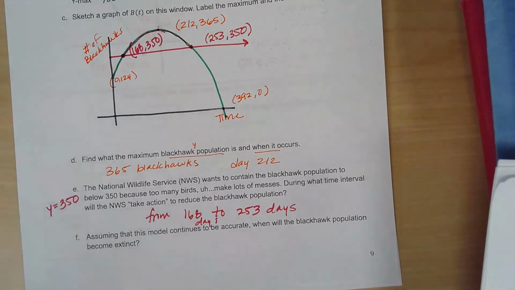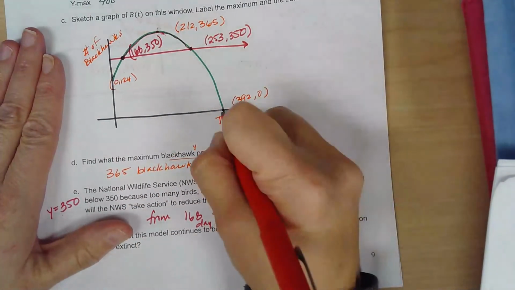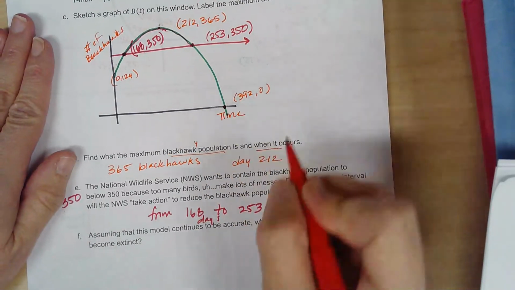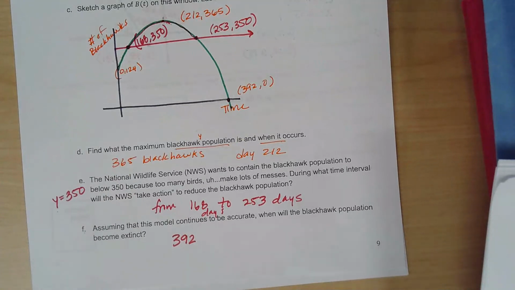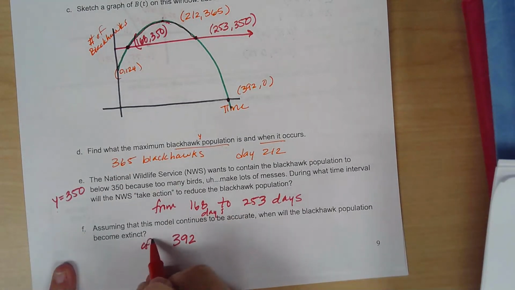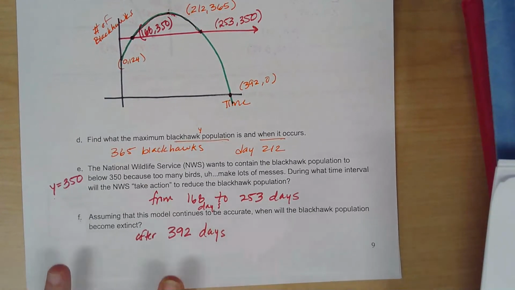Last thing says, assuming that this model needs to be accurate, when will the Blackhawk population become extinct? Well, when it becomes extinct, it means that there are no more Blackhawks. In other words, that it's 0. So we're going to go all the way down here to where it's 0. That's 392 days into the year. So that's actually more than 1 year, right? That's over a year. So it's after 392 days is when this Blackhawk population will go extinct.